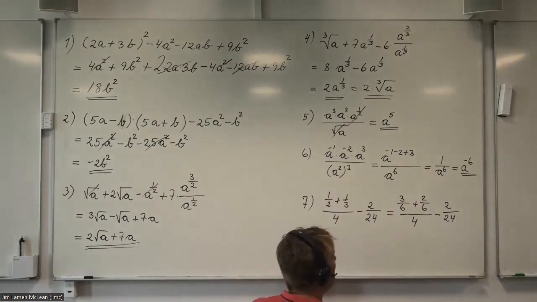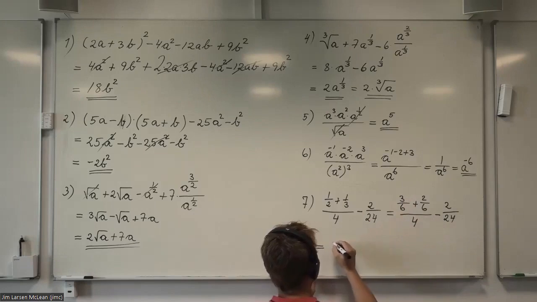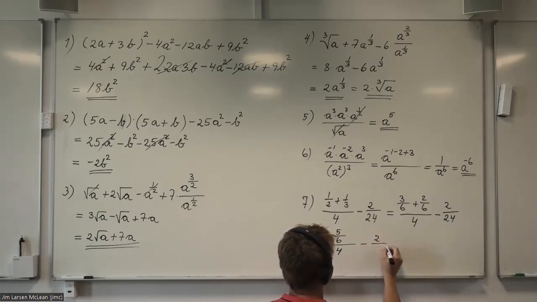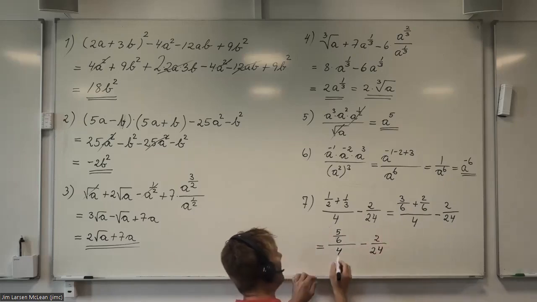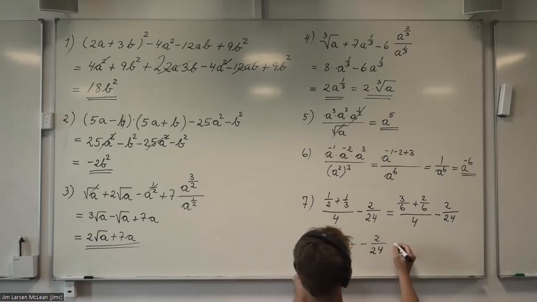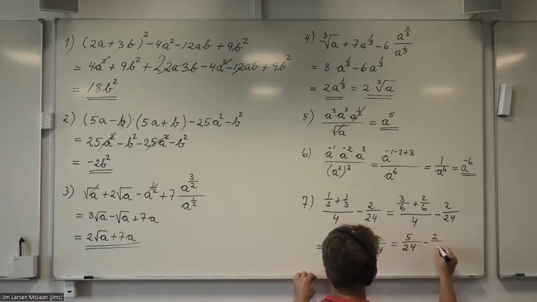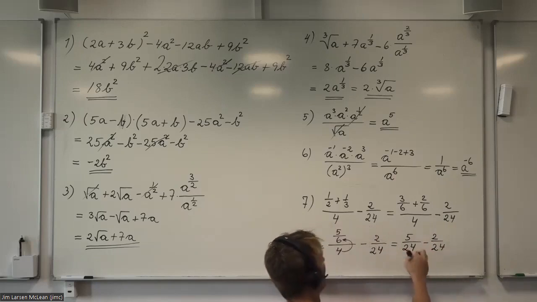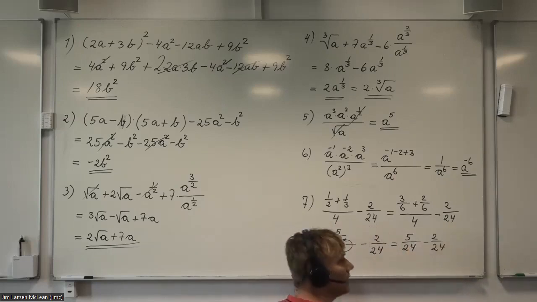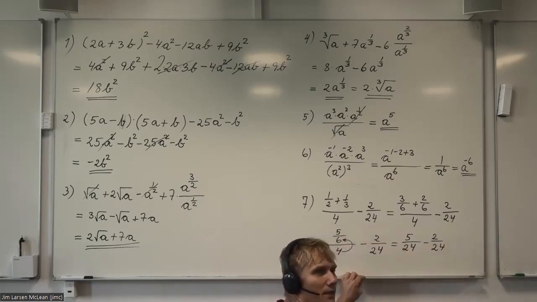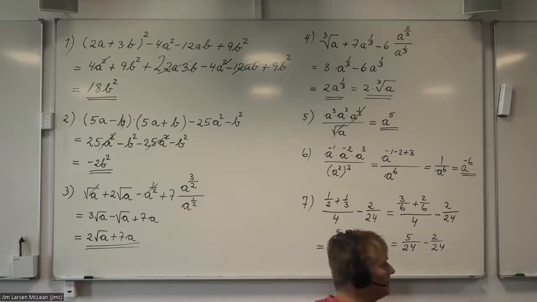Okay? So I have 3 plus 2. That must be 5 sixths, which should be divided by 4, minus 2/24. There's a rule that says when you divide a fraction by a number, you multiply the number with the denominator. So this can be written as 5/24 minus the 2/24. And now I can just add up in the numerator how many I have. 5 bananas minus 2 bananas. That must be 3 bananas. And the bananas are 24ths. So it's 3/24.